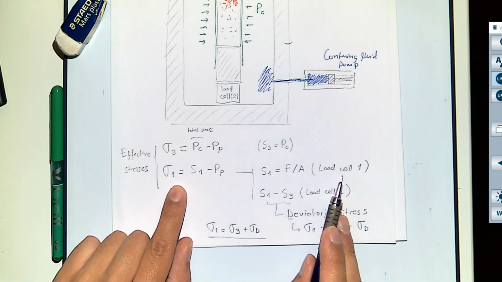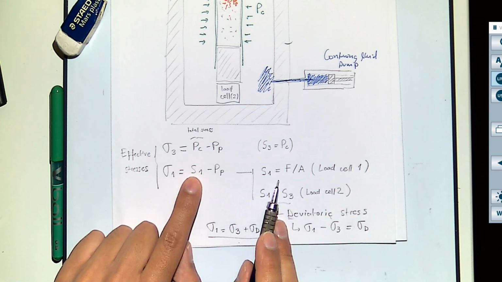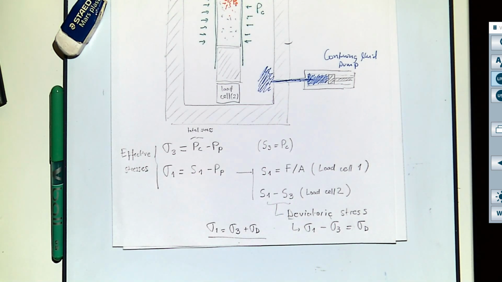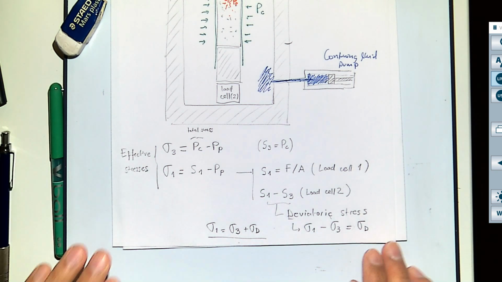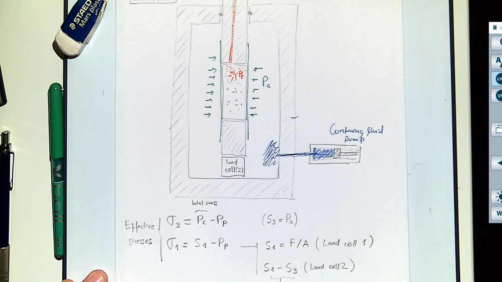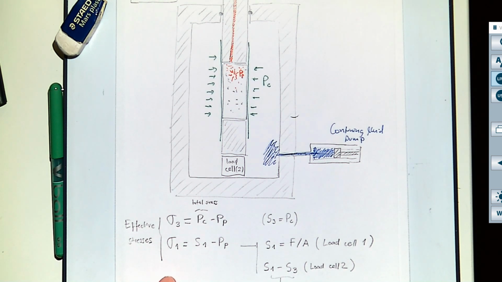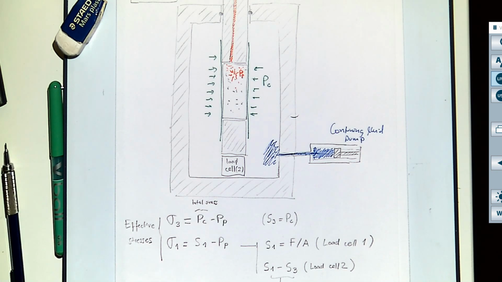And if you use the load cell number 1, then just calculate S1, subtract pore pressure, and that's it. One more thing very important to notice here is that, remember that for all of these tests, when we refer to failure, it means the maximum value of sigma 1, or the peak value. All right, let's see how this applies to homework number 1.